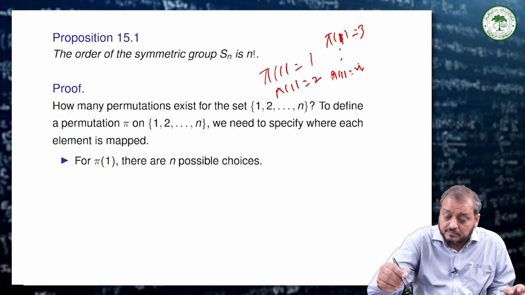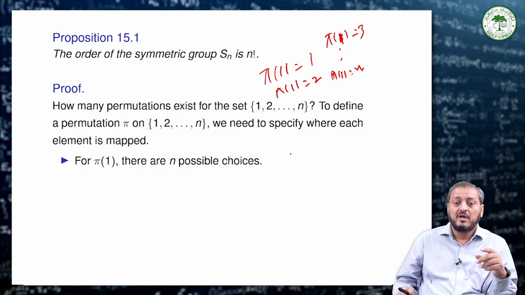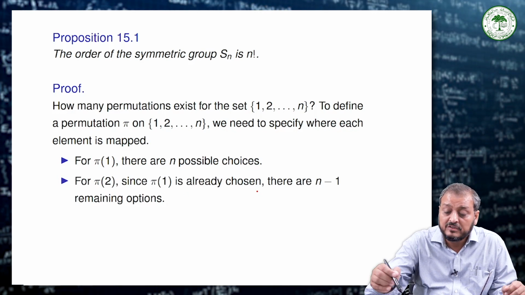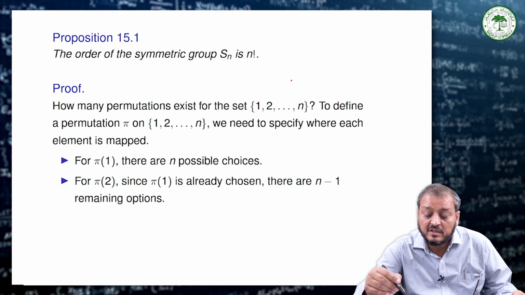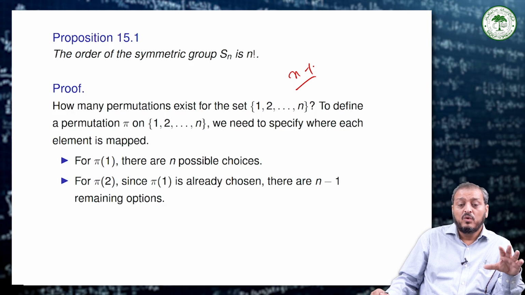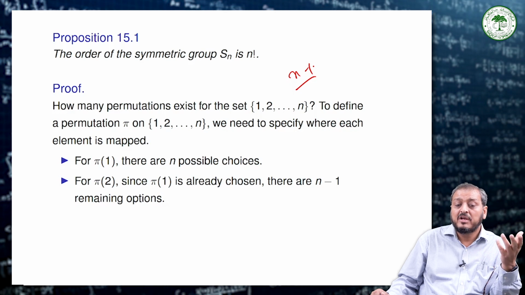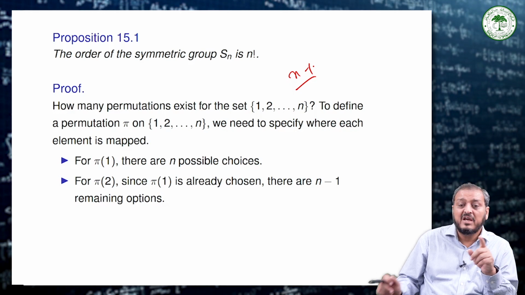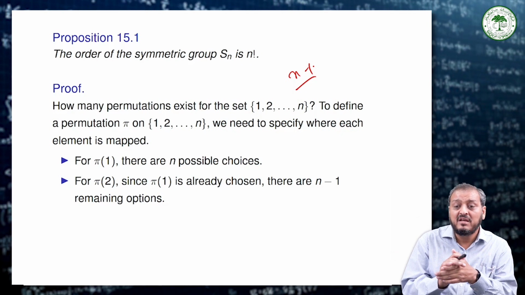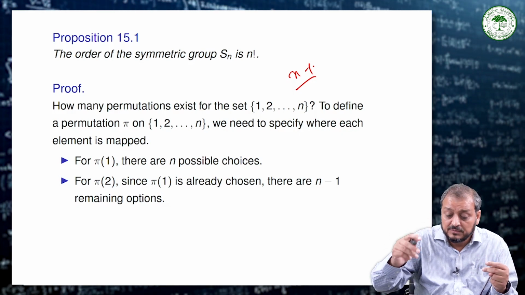Now, for the next one, pi 2, one choice has to be removed, since pi 1 is already chosen. So if it is chosen, then the set has n minus 1 elements left. So for pi 2 there are only n minus 1 remaining options. For pi 1 we have n choices, for pi 2 we have n minus 1 choices, and if we go to pi 3, pi 1 and pi 2 are already chosen.